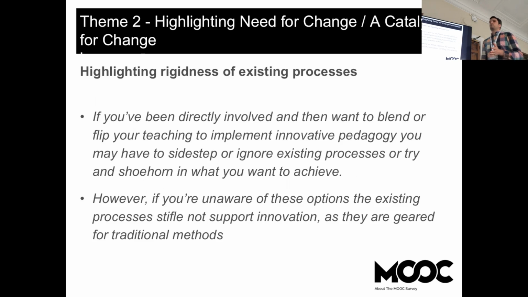But it also highlights the problems with doing that. There's a rigidness in a lot of quality assurance or administration processes. If you're trying to produce an online course, or a bit of flipped or blended learning, and you want to shoehorn it into the existing approval process, you're limited by that. It forces you to think in traditional ways. So there's an argument that some change could be stifled, because unless you're directly involved in these other ways, the process gets you to think in a straitjacketed way.